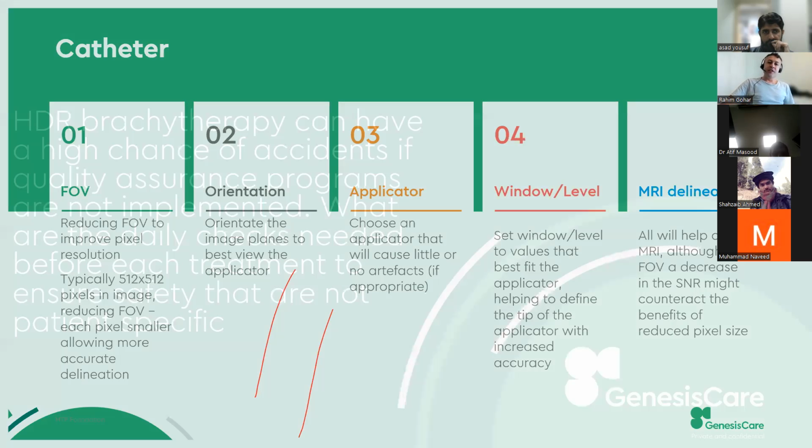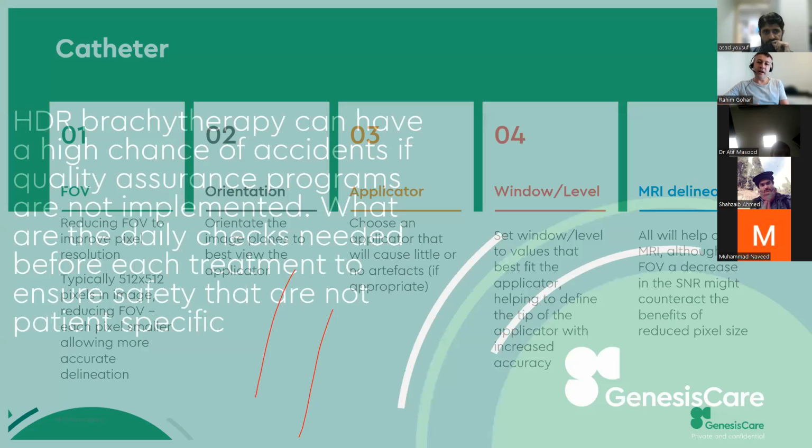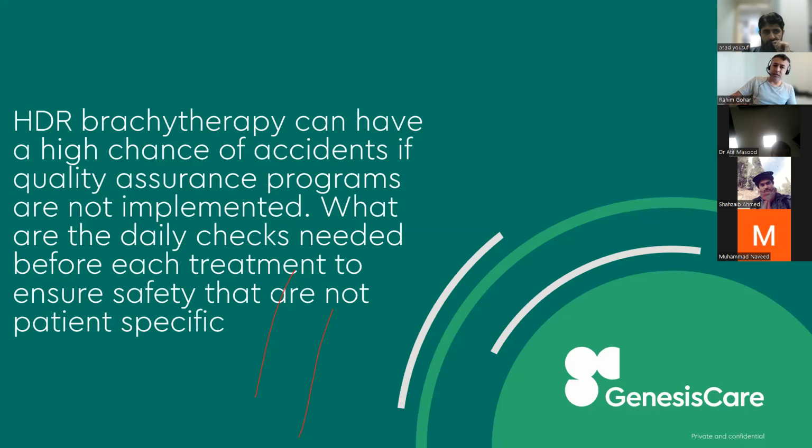So HDR brachytherapy can have a high chance of accidents if the quality assurance programs are not implemented. What are the daily checks needed before each treatment? So we know that for every brachy treatment we need to do the QA.